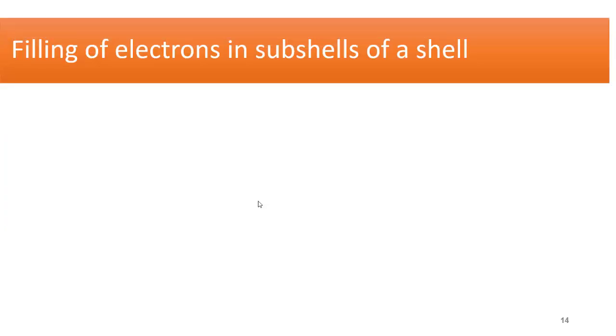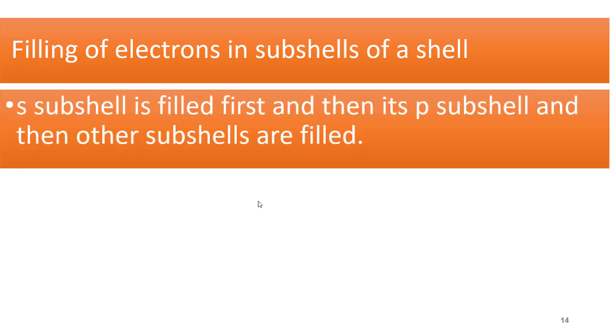Now we shall discuss the filling of electrons in subshells of a shell. The S subshell is filled first and then the P subshell and then other subshells are filled. जैसे कि आपको बताया कि जो electrons की filling है, it takes place according to the increasing energy level. जिस सबशेल की एनर्जी कम होगी वो पहले फिल होगा. एस सबशेल की एनर्जी क्योंकि कम है इस वजह से ये पहले फिल होगा एंड देन पी सबशेल एंड देन सो ऑन.